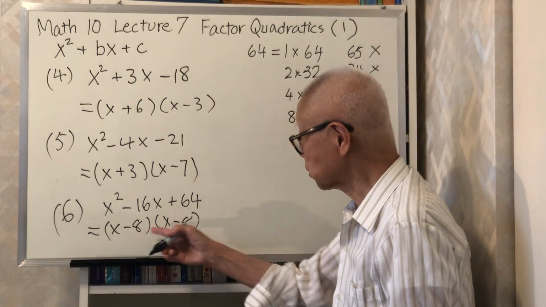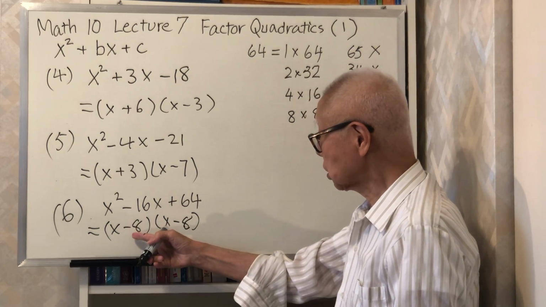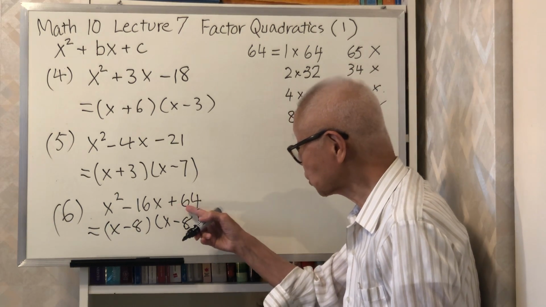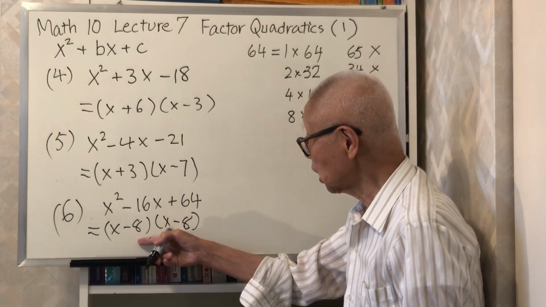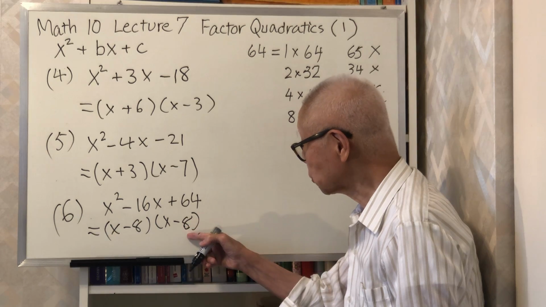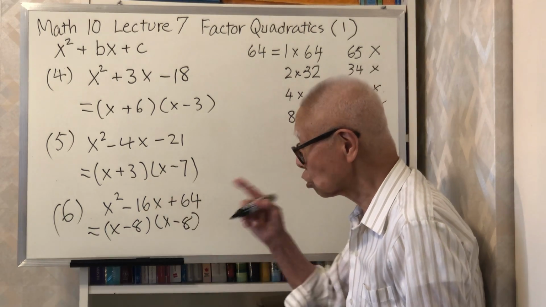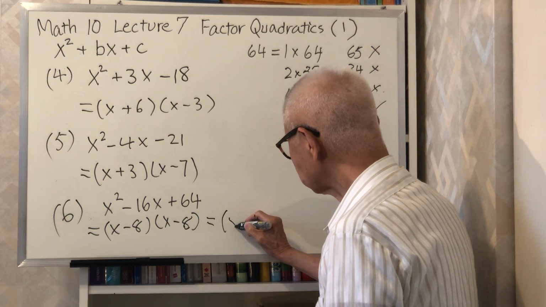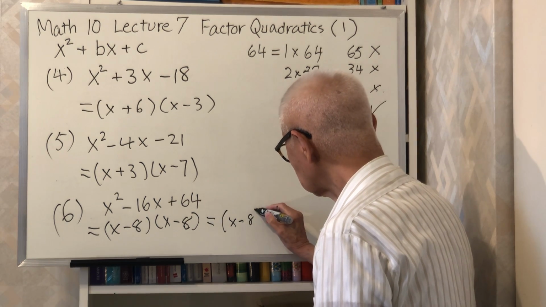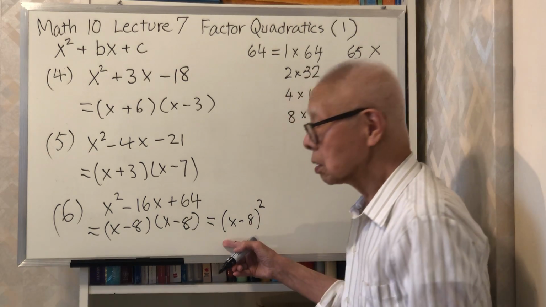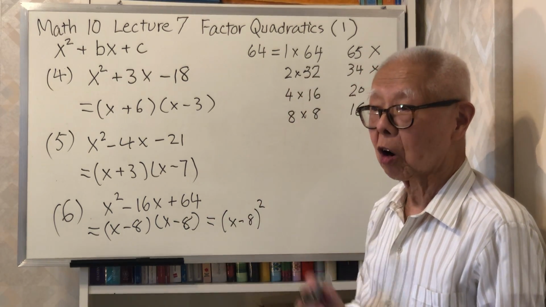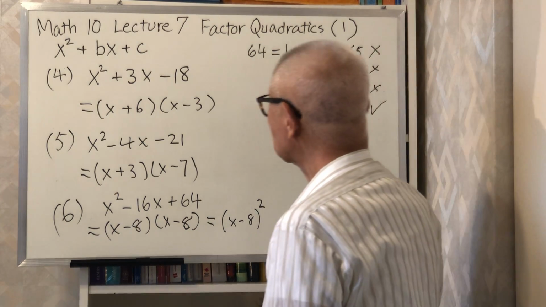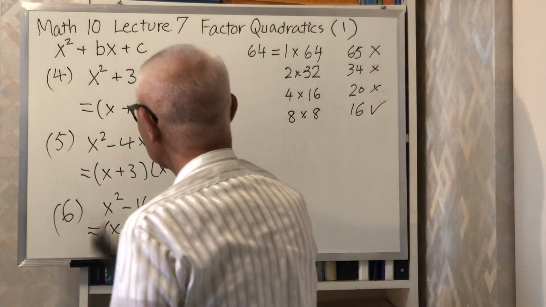So I have the bracket x minus 8, x minus 8. Look, minus 8 multiplied by minus 8, I get plus 64. And minus 8 add minus 8 is minus 16. So I'm right, but I can write this as a square. This way of writing it is called a perfect square. Okay. Next.